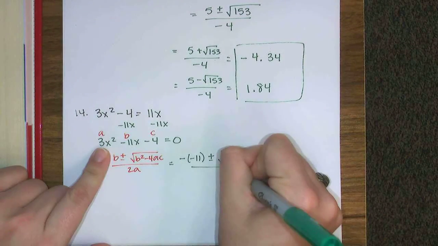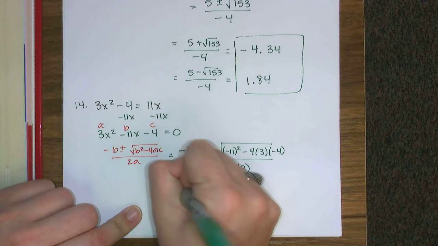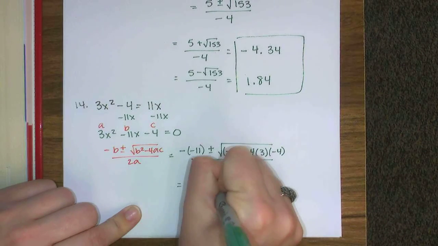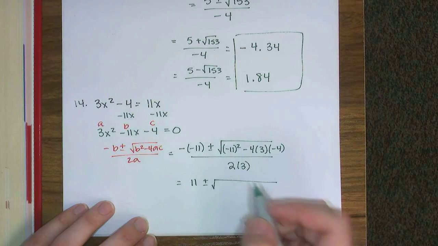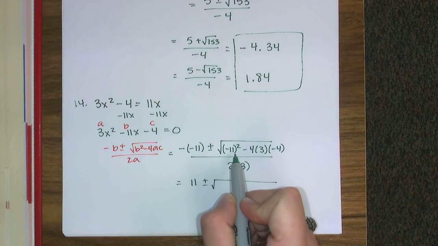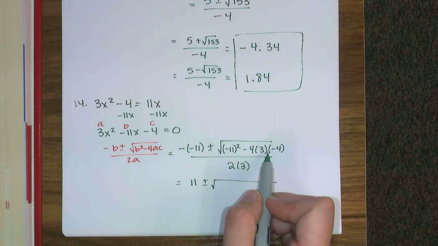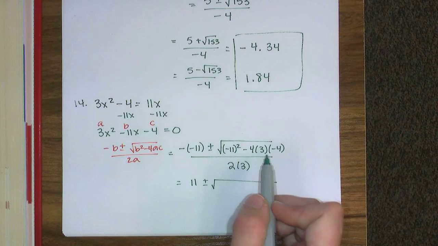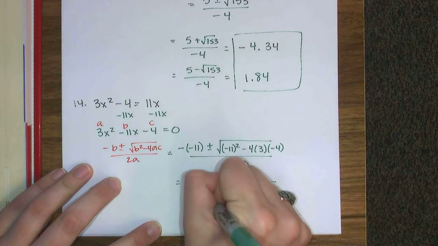This is positive 11 plus or minus the square root of, well, I know that's 121. Trying to save some room here. So this is 121, and then 4 times 4 is 16. Okay, these negatives become positive. Times 3. 16 times 3 is 48. Plus 121 is 169. Which maybe you recognize that to be 13. So this is 11 plus 13 over 6.